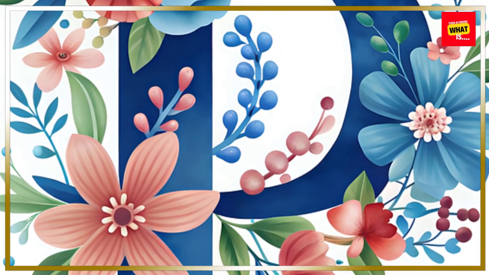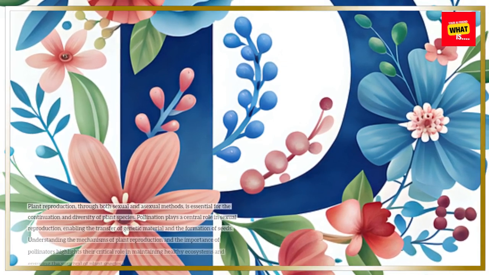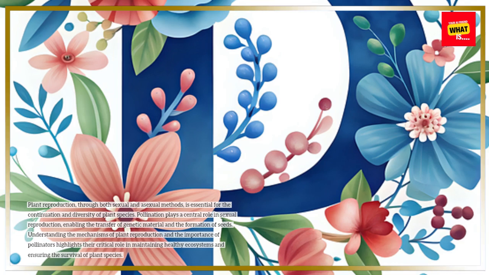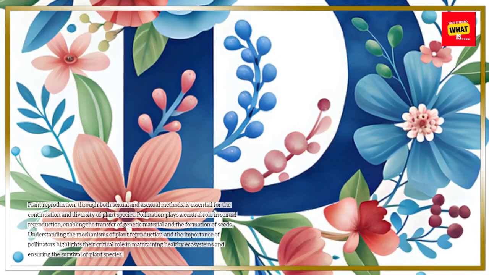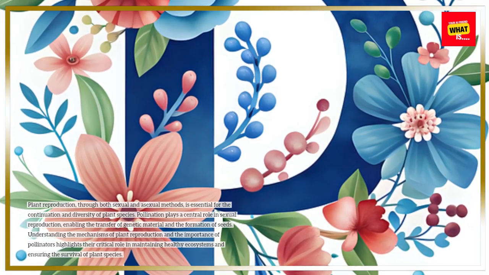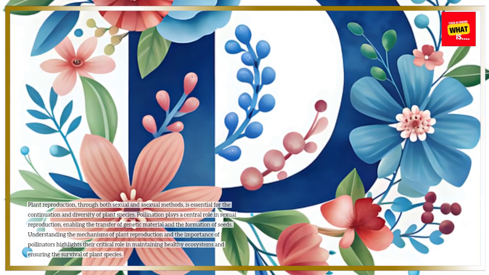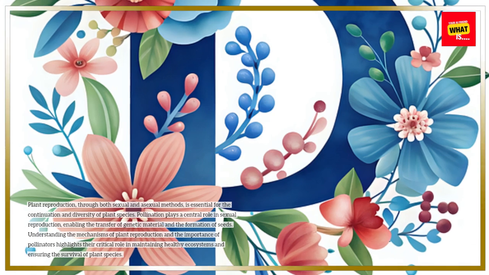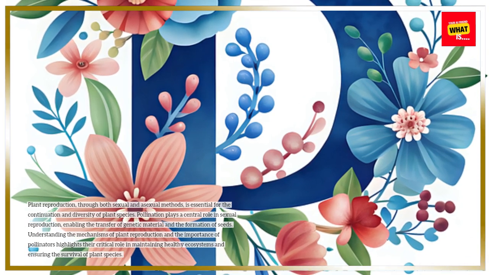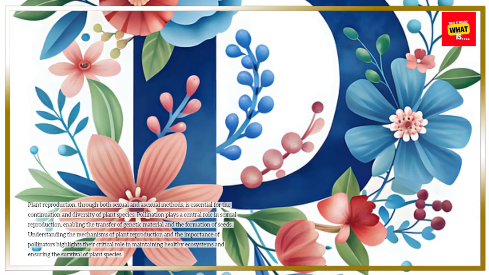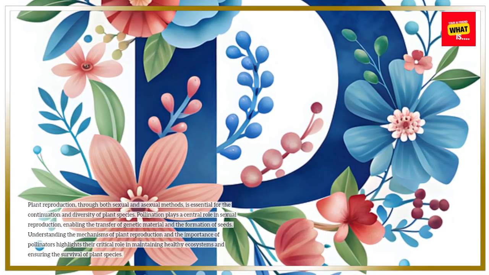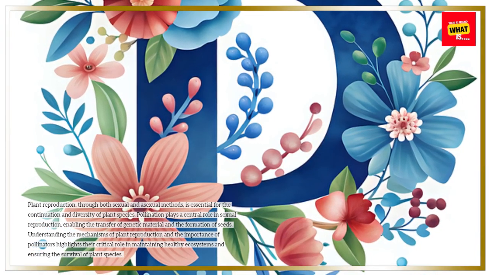Plant reproduction, through both sexual and asexual methods, is essential for the continuation and diversity of plant species. Pollination plays a central role in sexual reproduction, enabling the transfer of genetic material and the formation of seeds. Understanding the mechanisms of plant reproduction and the importance of pollinators highlights their critical role in maintaining healthy ecosystems and ensuring the survival of plant species.